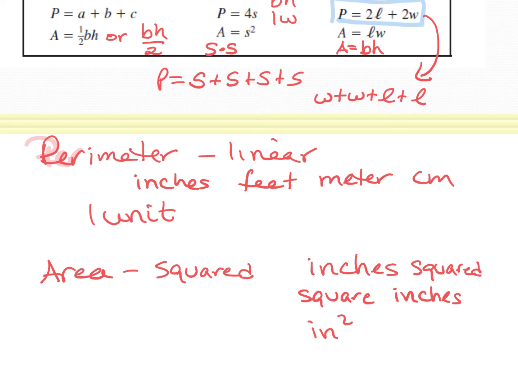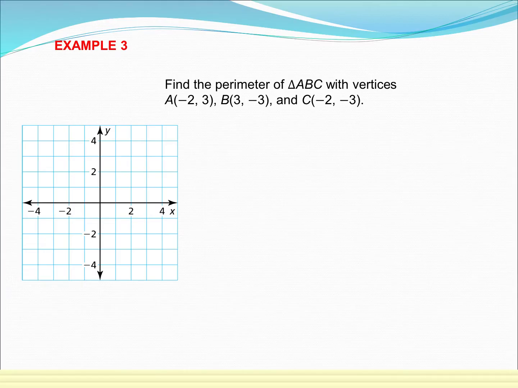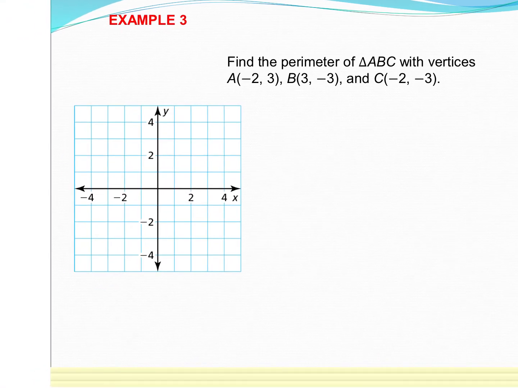Everybody good here? All right. First thing we're going to do is we're going to graph the ordered pairs. So I'm going to graph ordered pair A. It's the ordered pair -2, +3. And then ordered pair B, +3, -3. And then ordered pair C, -2, -3 is right here. I can connect the points to make my triangle.